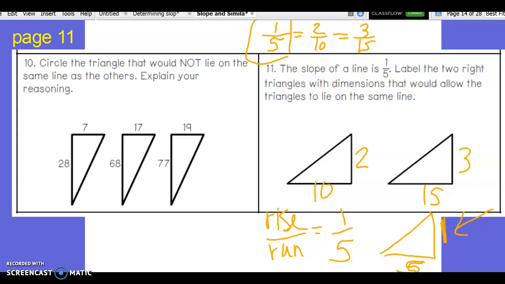All right, I hope this helps you to understand the idea of slopes and similar triangles. Remember, when you make these similar triangles along a line, they will all give you the same slope because in similar triangles, the sides give you the same proportion.